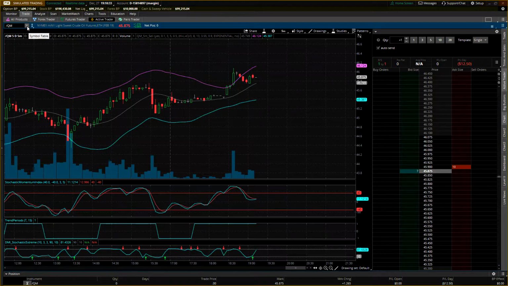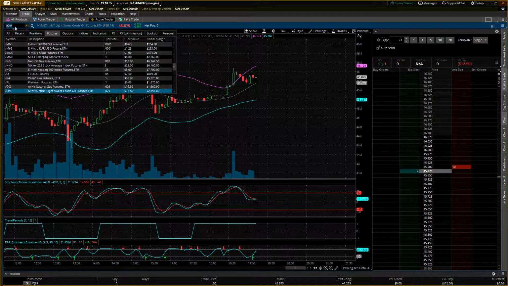And let's talk about the risk management. It's /QM, E-mini light sweet crude oil futures. You look down here, upper left-hand corner, I'm on the screen now. You'll see a tick size, 0.025. You see a tick value of $12.50. And you see this initial margin, $2,351.80. That's the good faith part right there.